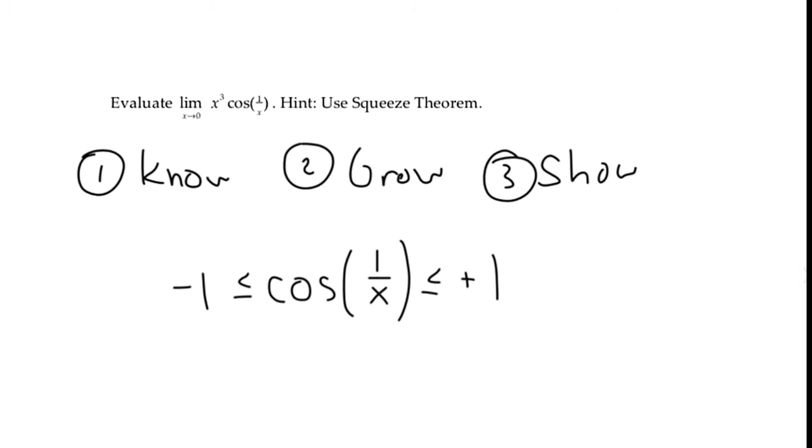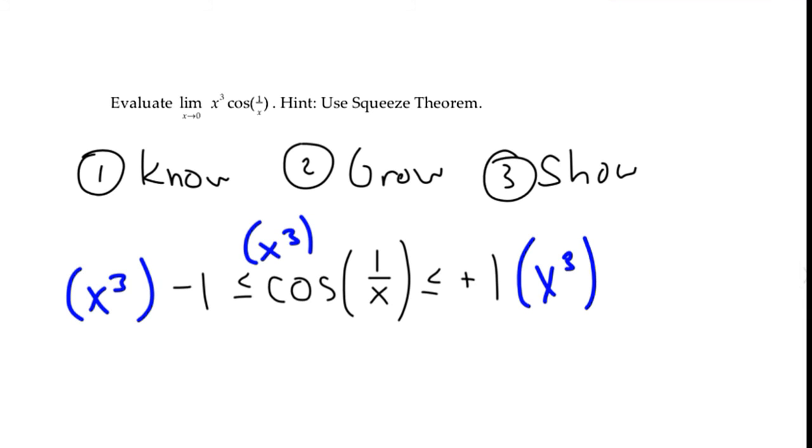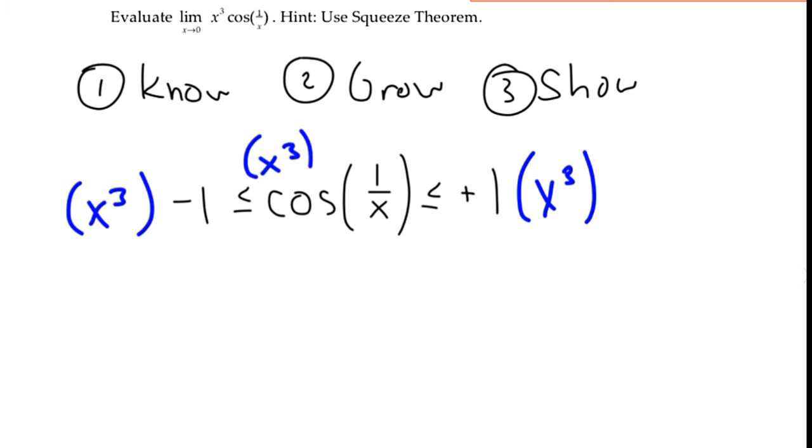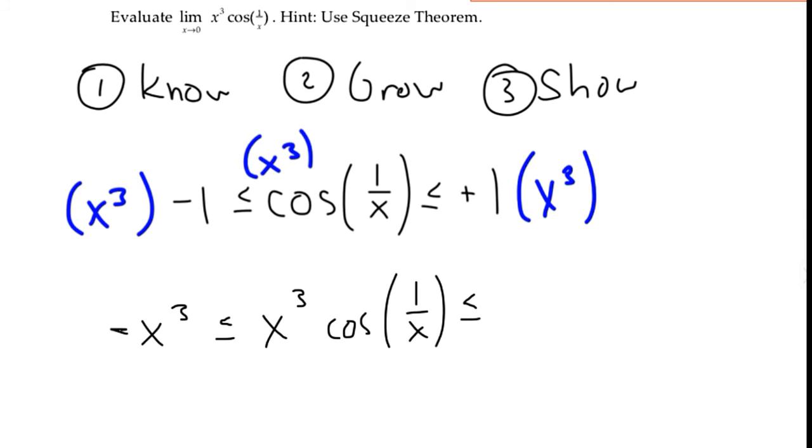Then you let it grow. In other words, you rebuild it back to its original form. It wasn't just cosine of 1 over x, but rather the whole thing multiplied by x cubed. So I'm going to multiply this by x cubed, and this by x cubed, and this by x cubed. You see the pattern? You're rebuilding the middle to be x cubed times the cosine of 1 over x. But all is fair, you have to do it to the left and right sides as well. So the left side is just negative x cubed, the middle is x cubed cosine of 1 over x, and the right side is just positive x cubed.